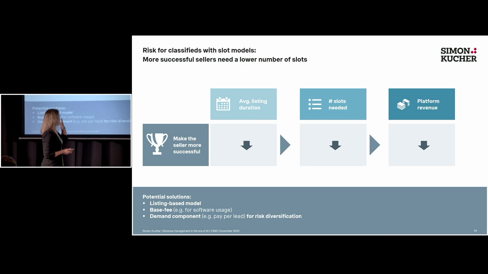If the average listing duration decreases, and if we have this classical slot model, so we are selling slots, not listings, then the need for slots also decreases, which means our revenue decreases. And this is really a problem.